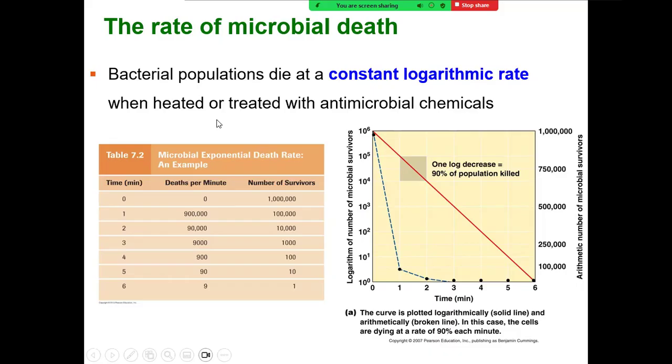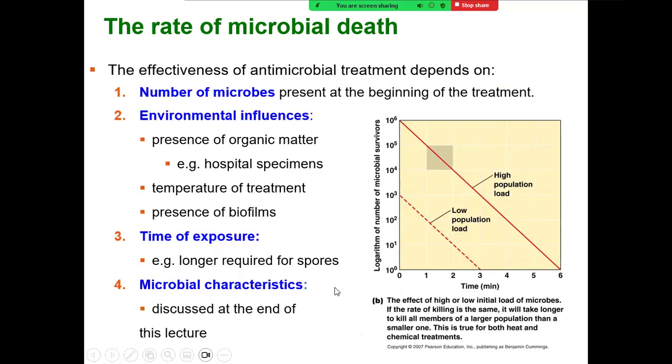So the bacterial population dies at a constant logarithmic rate when it's heated or treated with an antimicrobial chemical. Any question about any of that? The rate of microbial death can be affected by, number one, the number of microbes. The more microbes you have present at the beginning of treatment, the longer you'll need to kill off all the microbes, because there are more of them.